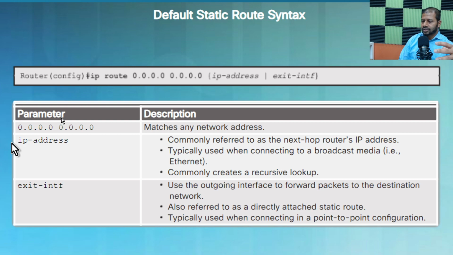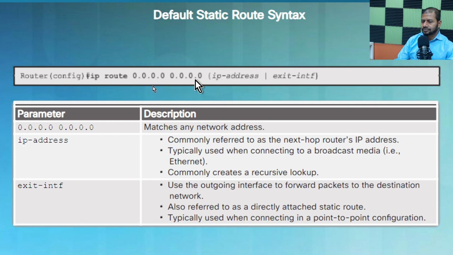For those networks, for those destinations, my router has to send the packet to the next hop default router. Okay. So how do I write that line? Here is how I write. IP route 0.0.0.0, meaning all networks, with mask 0.0.0.0.